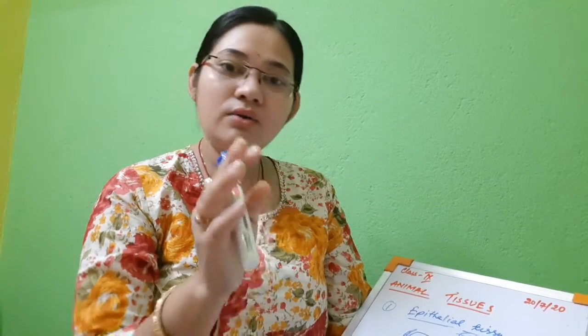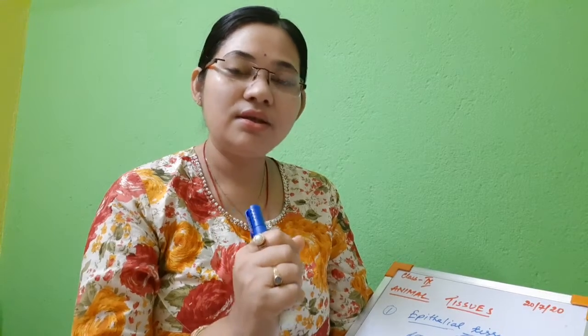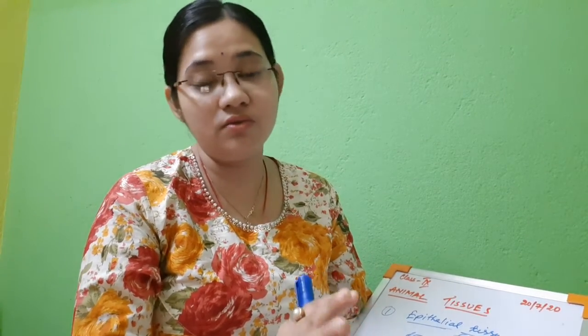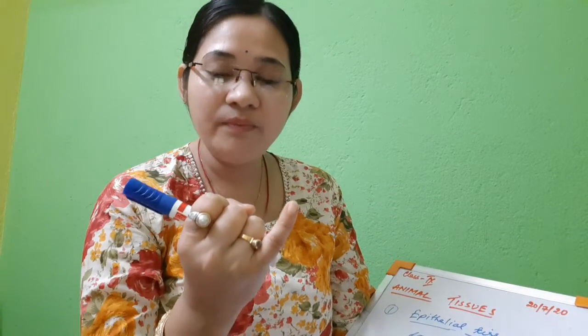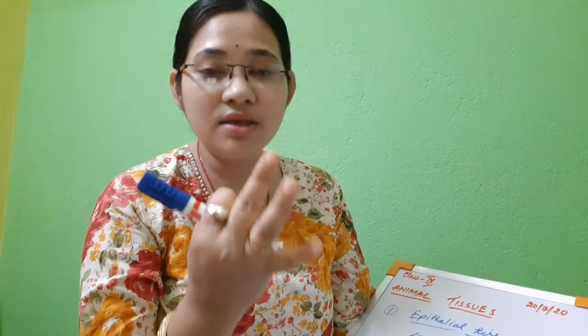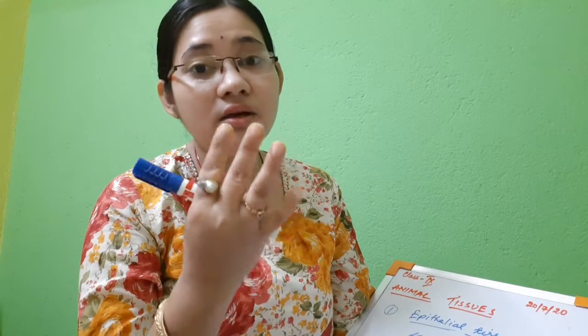In our previous video we have completed plant tissue. Now you already know that animal cells do not have a cell wall, so their tissues are totally different from plant tissues. So we will start with animal tissues today. Animal tissues are basically of 4 types. Please remember, they are epithelial tissue, connective tissue, muscular tissue and nervous tissue.